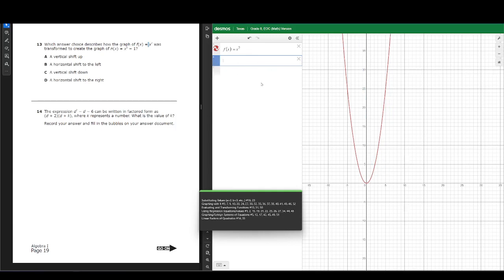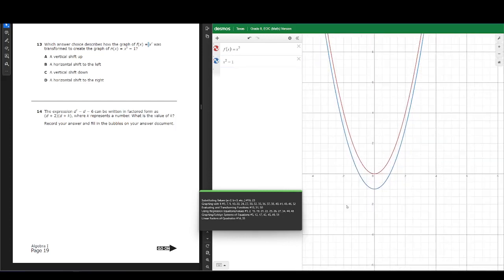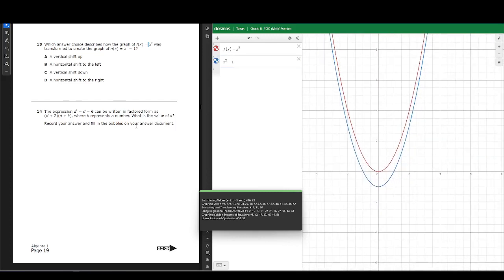In this case, it's written as the transformed function, so I could type x squared minus 1, and I can compare these two to determine what the change was here. Looking at the red and the blue, I can see that it shifted down and answer that. So I can do all kinds of stuff with transformations. I can also evaluate functions.